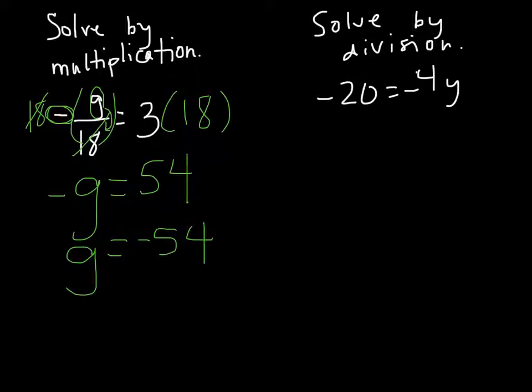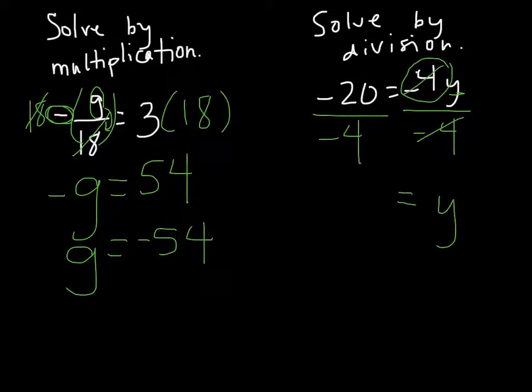Okay, I can also solve by division. So what's my variable? Y. What's happening to it? Be careful. I'm not subtracting 4 from it here. I'm multiplying by negative 4. So what's the opposite? Divide by negative 4. So I'm going to divide both sides by negative 4. Those negative 4's cancel and make y over here. Negative 20 divided by negative 4 is positive 5.